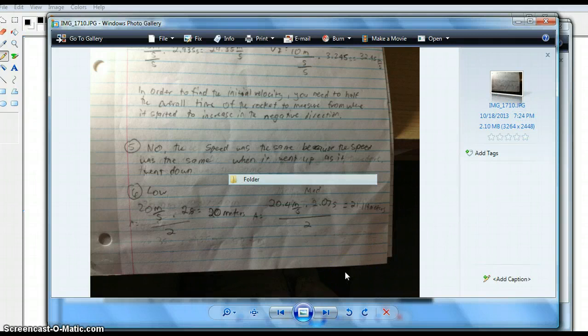In order to find an initial velocity, you need to have the overall time of the rocket to measure from where it started to increase in the negative direction. So that's what I just said a while ago.